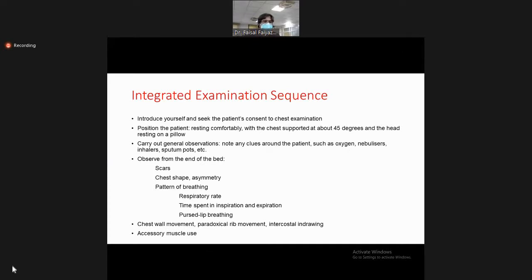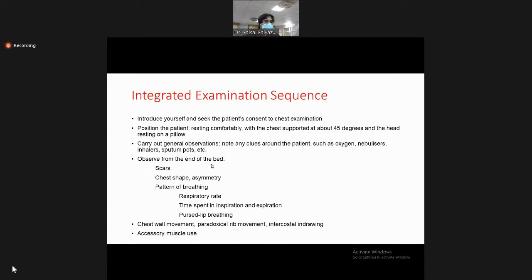This comes with practice. Are there any clues around the patient? Just have a very brief look. Is there any oxygen, a face mask, nasal cannula, anything? Is the oxygen cylinder beside the patient or not? Is there a nebulizer machine at the bedside? Are there any inhalers, or any sputum pots for collecting the sputum? So these are important things.